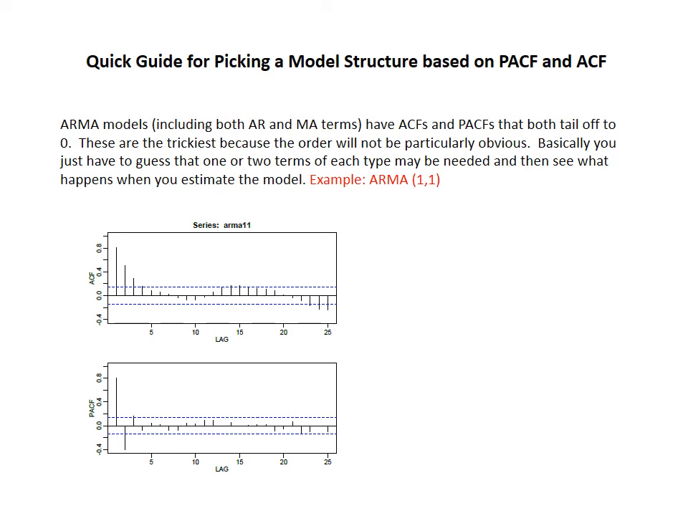And these are the trickiest because sometimes the order for the autoregressive part and the moving average will not be particularly obvious. And so basically you just have to guess that 1 or 2 terms of each type might be needed, and you see what happens when you estimate the model, and there's various numerical criteria that you use to judge how good of a fit the model is. And in this example, it's an ARMA 1-1 model, which means there's 1 autoregressive lag and 1 moving average lag.